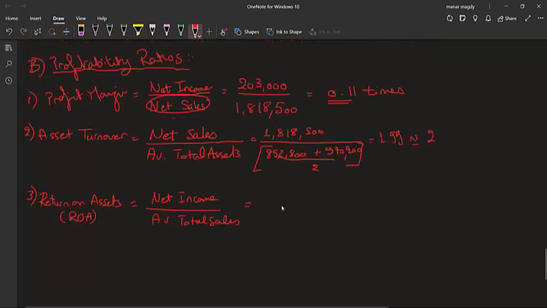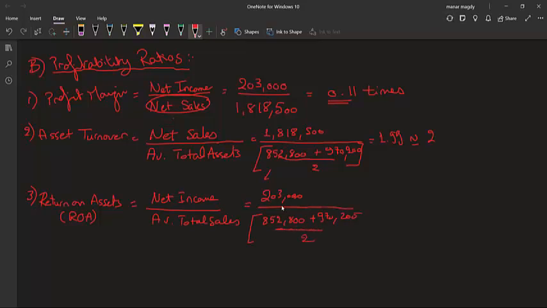Here equals 203,000 divided by the average total sales. We can take it from here: 852,800 plus 970,200, divided by 2. The result is equal to 0.22. Still, this ratio, the higher the better. This means that for each $1 of total sales, it can generate $0.22 of net income.